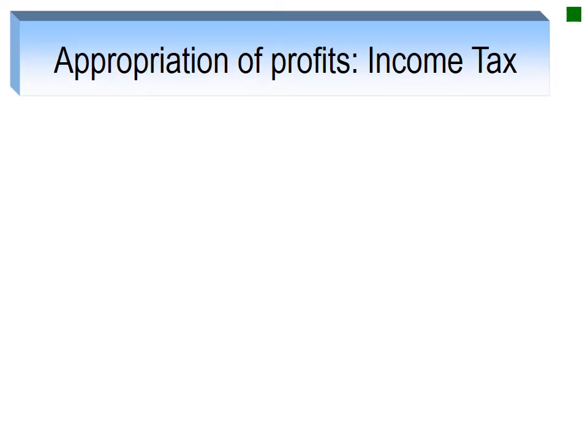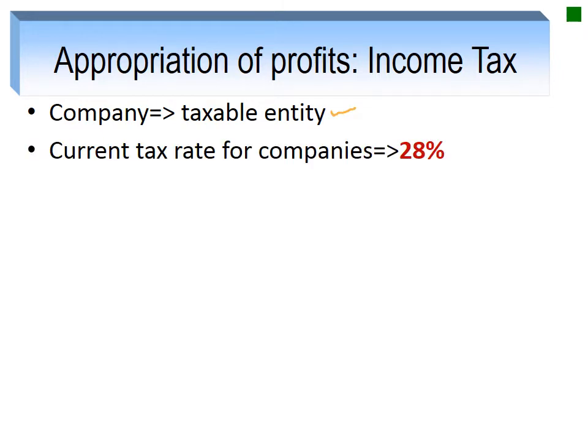So the first thing we're going to talk about is income tax. A company is a taxable entity. That means it pays tax in its own right. Remember, in a sole trader and a partnership, the owners pay the tax that's owing because of what profit the business has made. Now the company is its own separate legal person, and therefore it is its own taxable entity. The current tax rate for companies is 28%. So whatever taxable profit a company makes, 28% of that needs to get paid over every year as taxation.